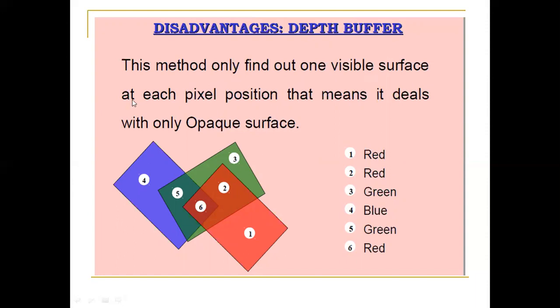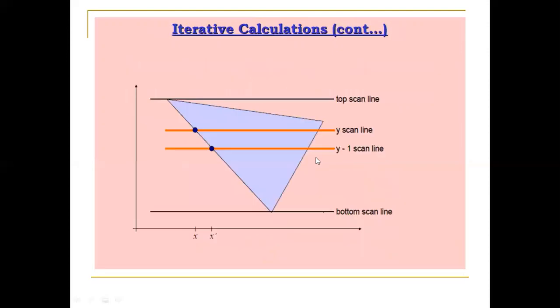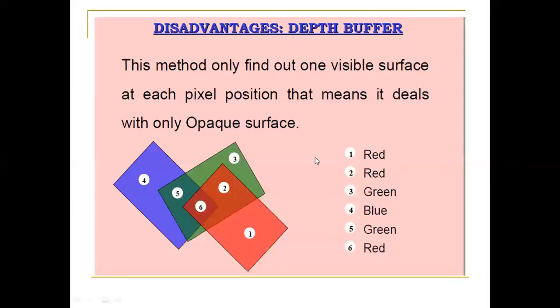So the main disadvantage of your depth buffer algorithm is that this method can be used only to find out one visible surface at each pixel position, right? So that means you can deal easily with opaque surfaces, but whenever you have transparent surfaces, this particular algorithm cannot be used. This algorithm can be used only for opaque surfaces, where the object is a solid and the surface behind is invisible, right? So if I take an opaque surface, the next part will not be visible.